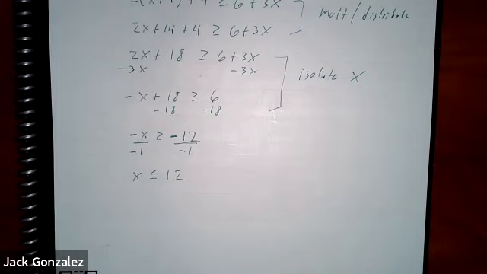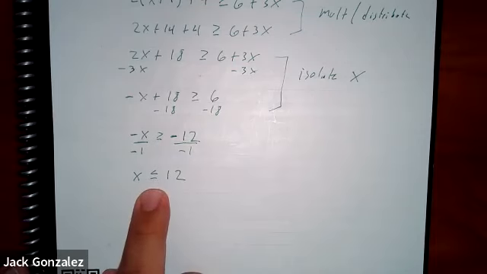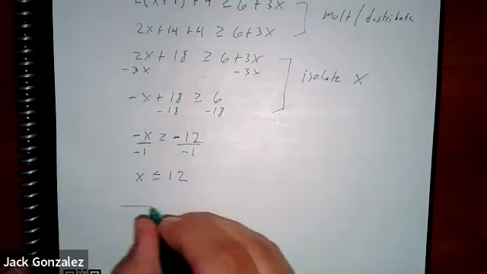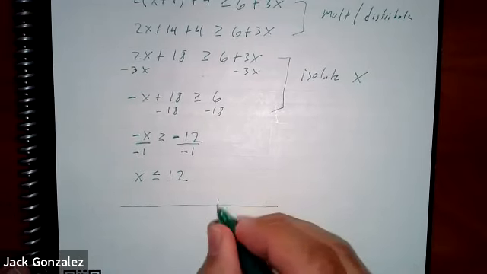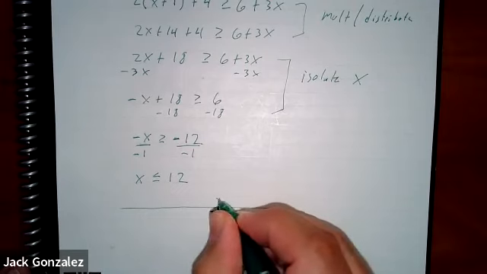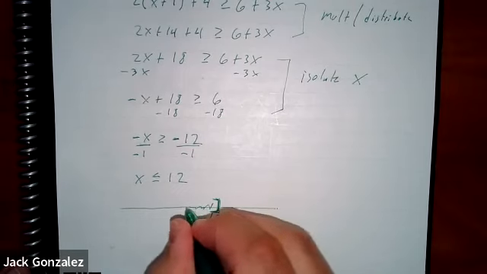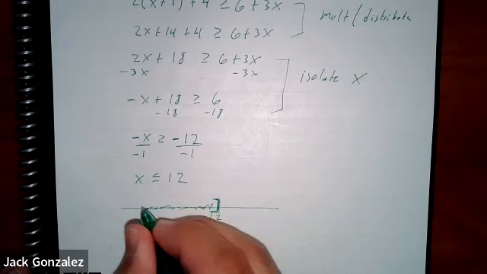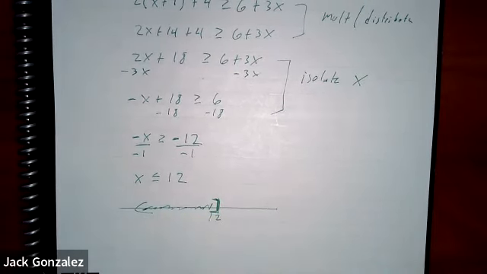Once you get to here, this pretty much tells you which way the line goes. It's telling you to graph towards the left. x is less than or equal to 12. So draw a line. Here's 12, solid bracket. And it keeps going this way forever. Okay. So what is that as an interval?